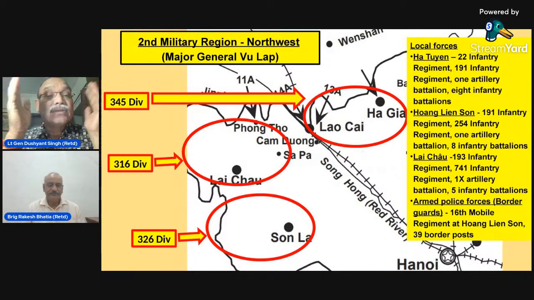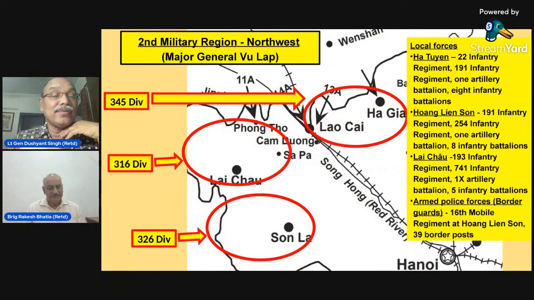Whether 345 division or not, you should just know that there were three divisions deployed: one to the north of the Red River and two to the south of the Red River. That is how you remember these maps, and then you will realize that it's easy for you to answer the question. Go ahead further.